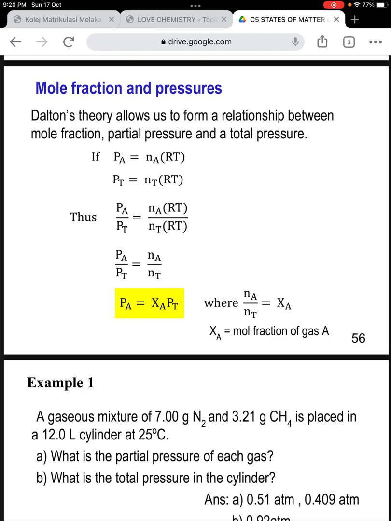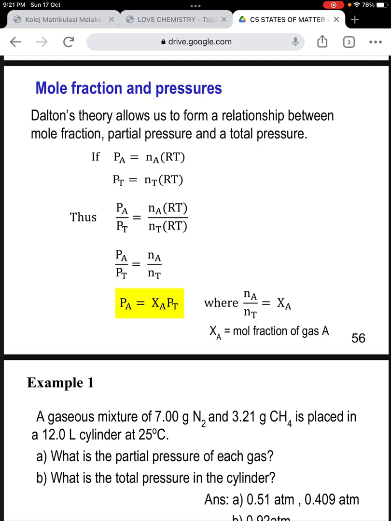This is a continuation of Dalton's law of partial pressure, mole fraction and pressures. Dalton's theory allows us to form a relationship between mole fraction, partial pressure and total pressure. If partial pressure of A equals nART and P total equals nTRT, then the relationship between these two will lead us to a new formula that is shown in the yellow box.